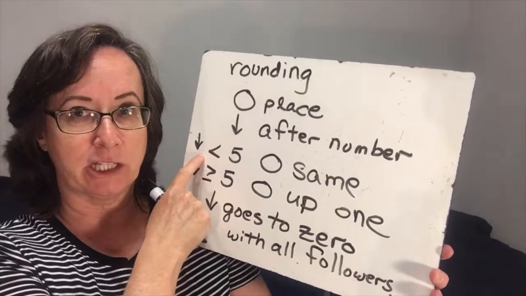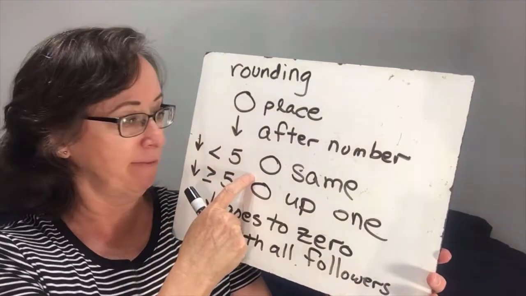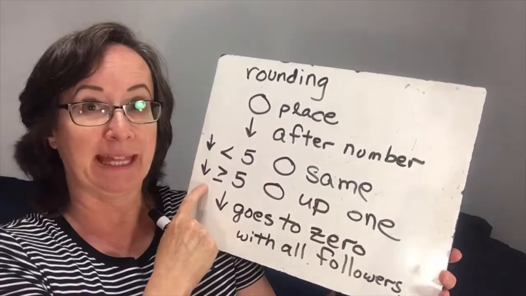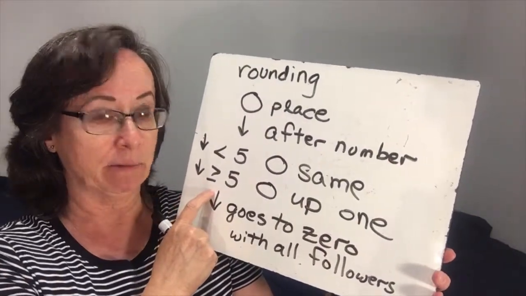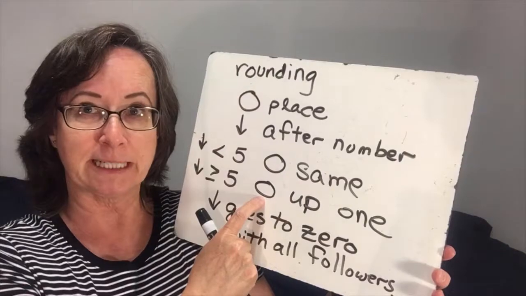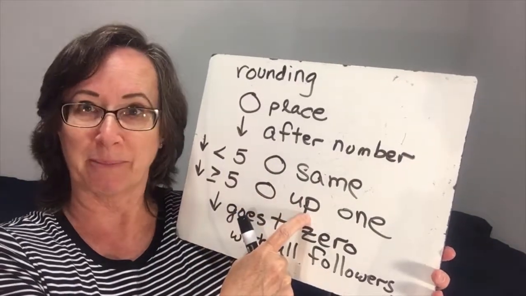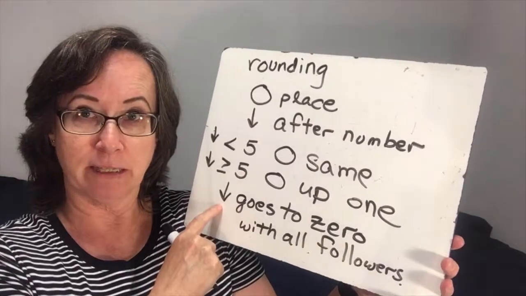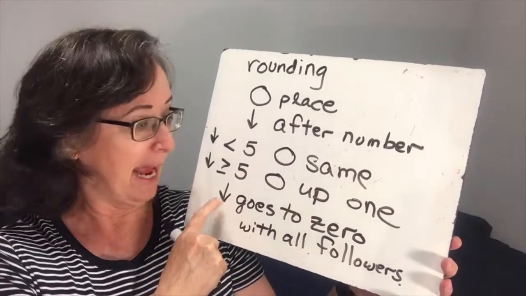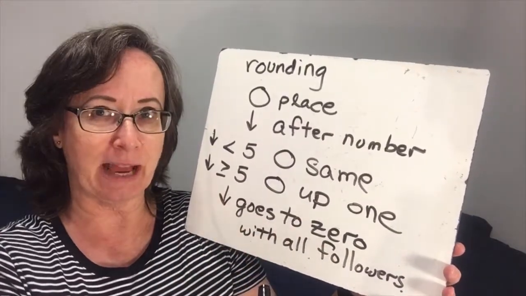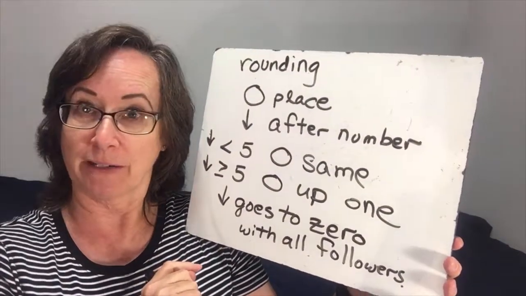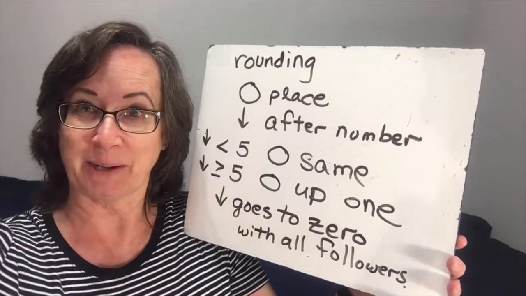If the arrow digit is less than 5, then we leave the circle number the same. If the arrow digit is greater than or equal to 5, then we're going to take the circle number and bump it up 1. Okay, and then the arrow digit has served its purpose, and it and all the digits after it will now be made a 0. And those are your rounding rules. And so now we will practice.